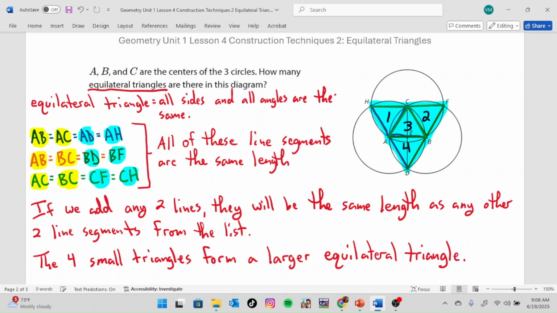So this means we have the 4 small triangles and 1 big triangle. So 4 small plus 1 big equals 5 equilateral triangles.